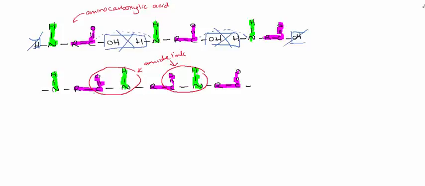We also need to be able to identify the repeating unit. So if we split one of those amide links and follow along the chain until we see the sequence start to repeat itself again, we've identified our repeating unit.